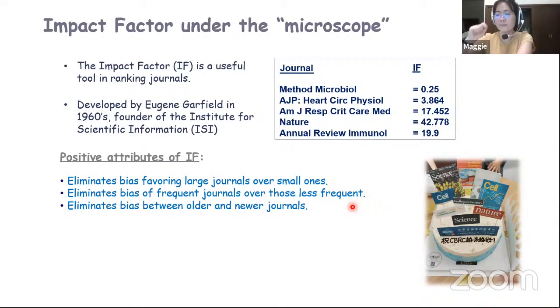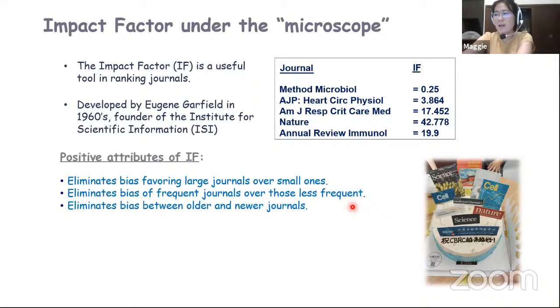we can eliminate the bias of publication frequency. Lastly, the impact factor can eliminate the bias between older and newer journals. Older journals have a better reputation, for example, and may have more submissions, so their citation should be a little higher. Newer journals are less well-known, so their submissions should be fewer. When we compare these two, using the impact factor can eliminate the bias between them.